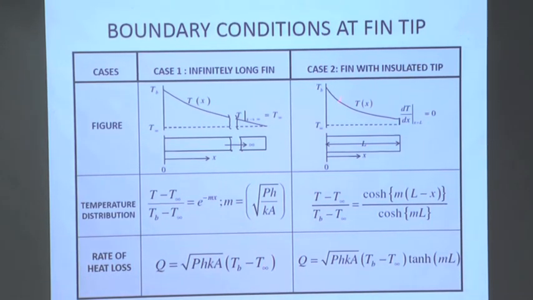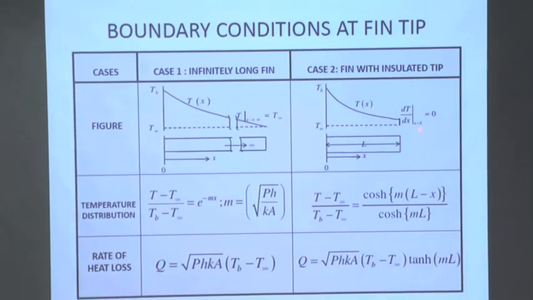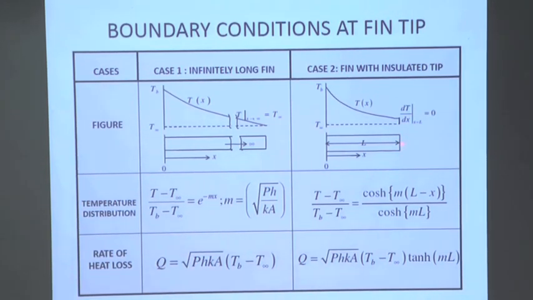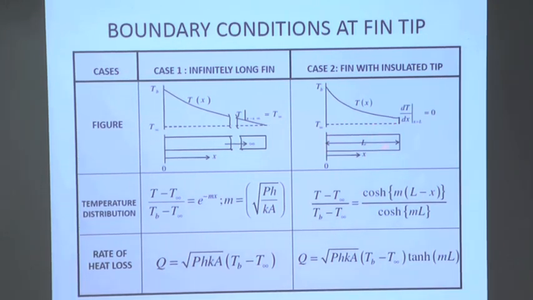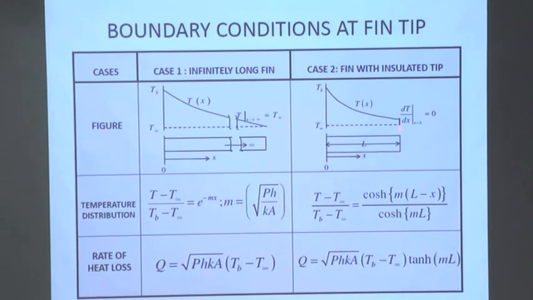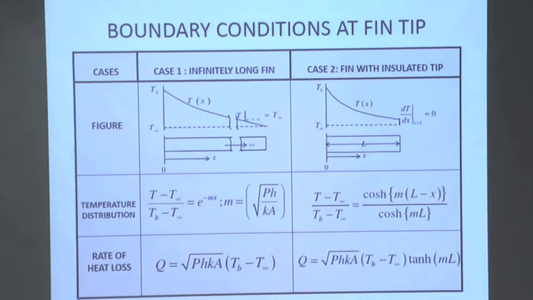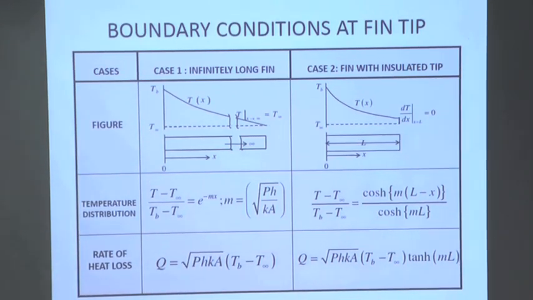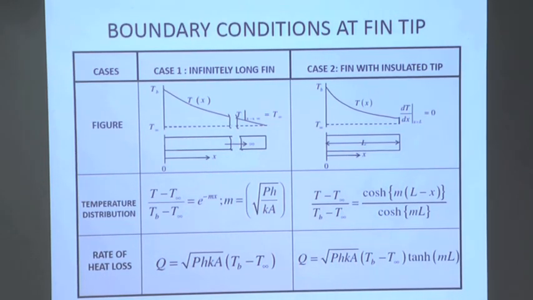Case 2 we discussed, a fin with insulated tip, where we impose the boundary condition dT/dx equals zero. That means the fin tip is insulated, no heat is being transferred from this exposed surface. That means all the heat extracted from the base is being convected from the lateral surfaces, so the heat transfer here is zero. That is the physical concept. The boundary condition is imposed in terms of the temperature gradient. Whenever there is an insulated, adiabatic surface, the heat transfer boundary condition in conduction is dT/dx equals zero because heat transfer is zero. Like in fluid mechanics, where shear stress is zero, du/dy is zero.